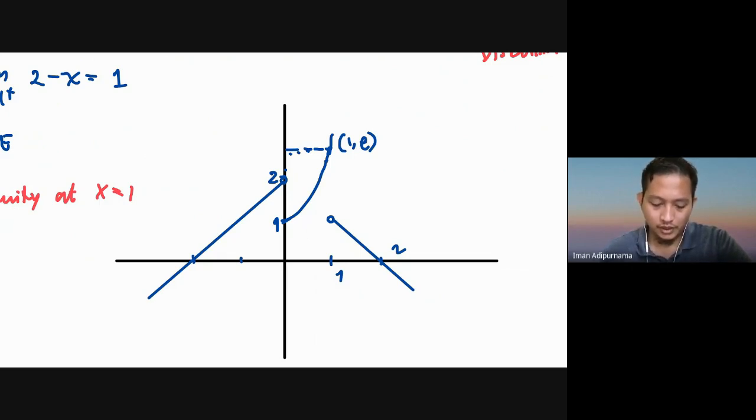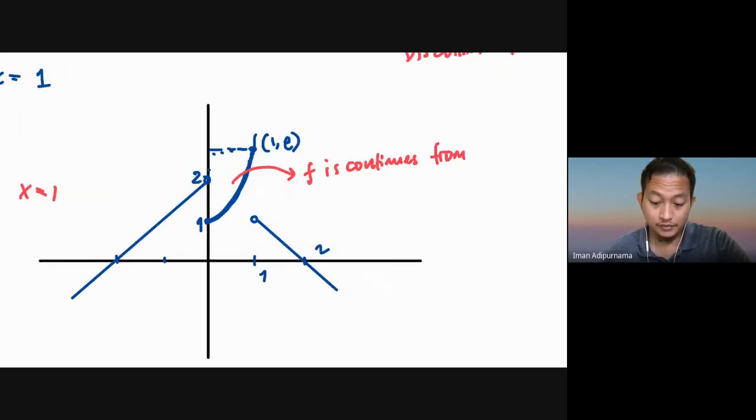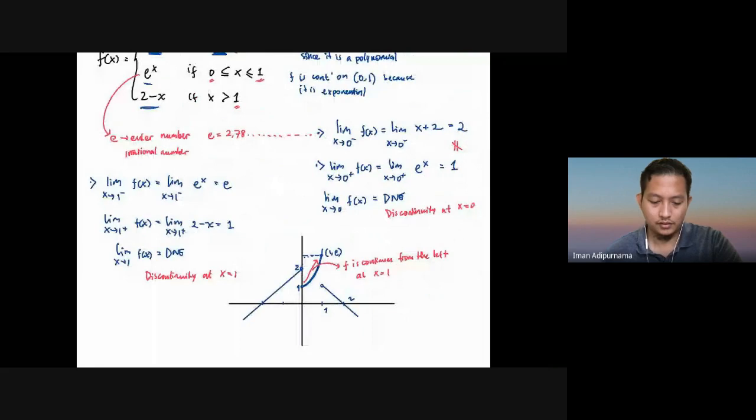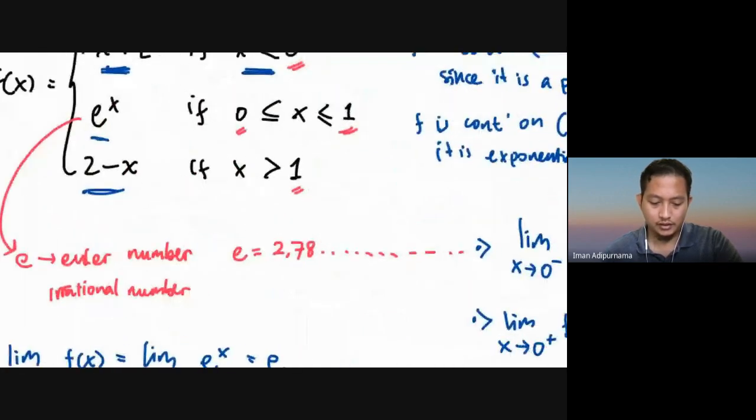But from here, we can also see, if you look here, that f is continuous, right? Continuous, let's say from the left at x equals 1. So it's continuous from here to here, right? And you can check here. It's true.